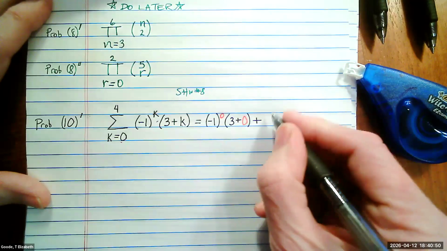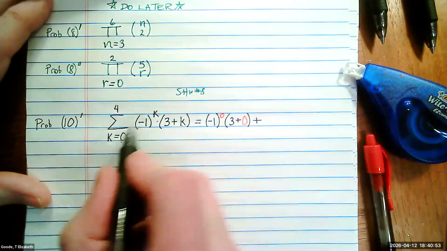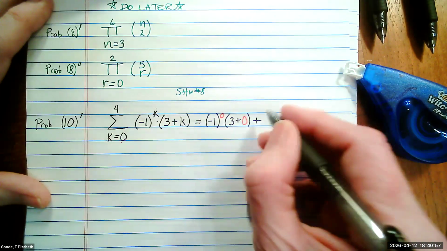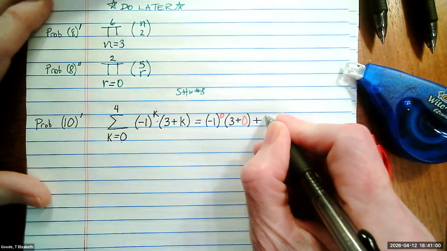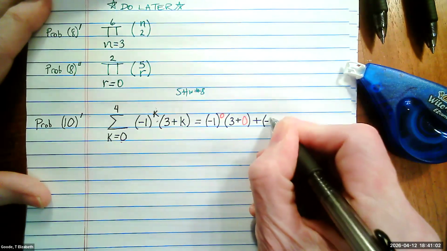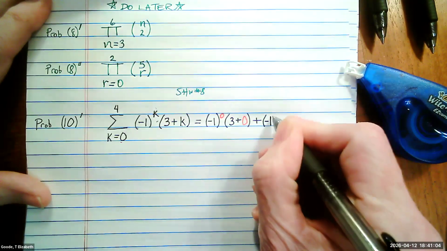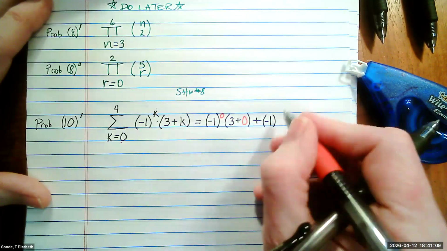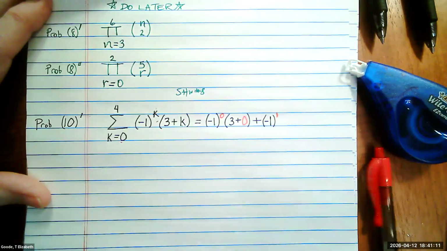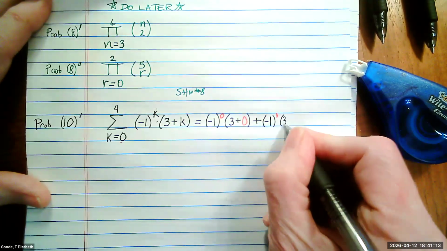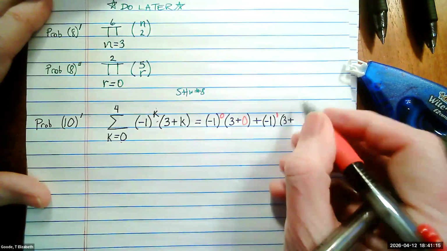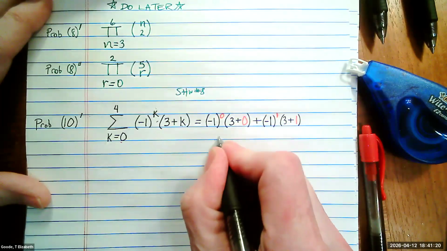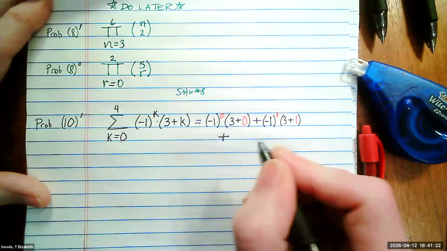Plus, all right, now we're ready for the next term. So we plus, because it's a sum, and we increment k. What's the next term going to look like? Would it be 0? It's -1 still. So -1 raised to the what? Raised to the first power. Good. Times 3 plus 1. Nice. Plus, you're on a roll, extra credit. Plus the next term.